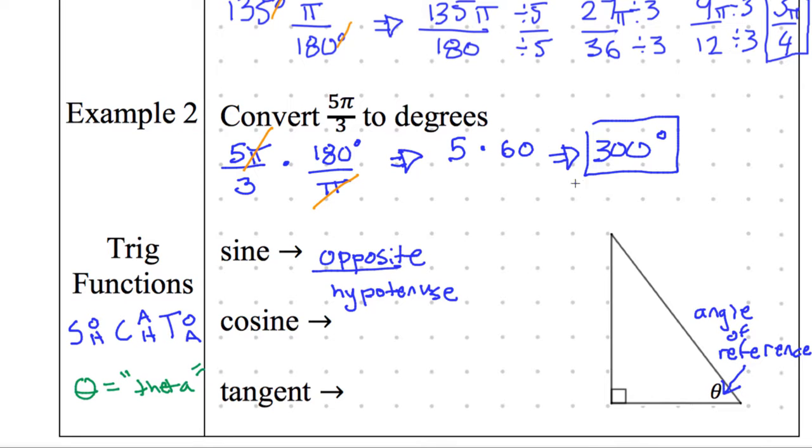Okay, so if that is my angle of reference, then this is super important. I'm going to write this in red. This side right here must be the opposite. So write opposite over here.